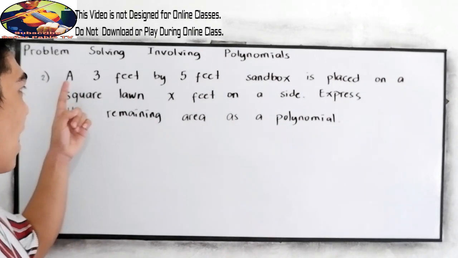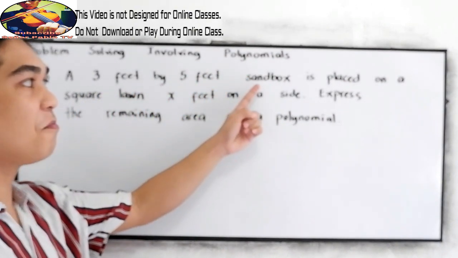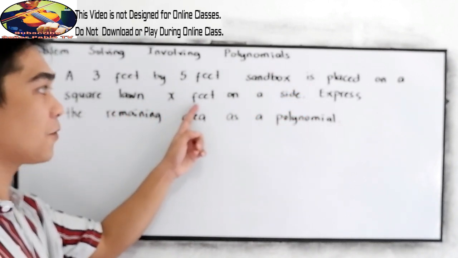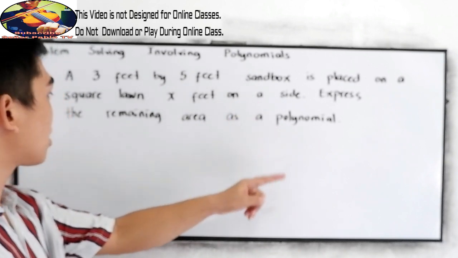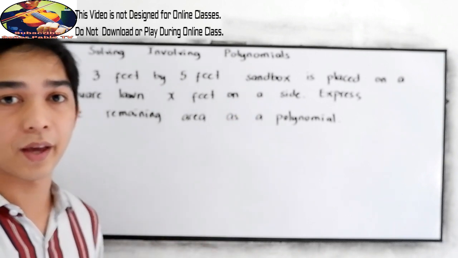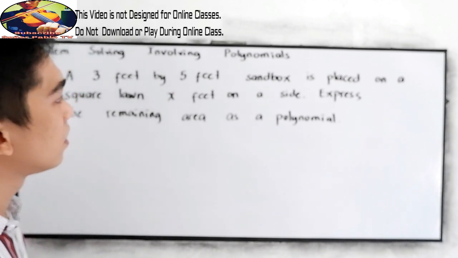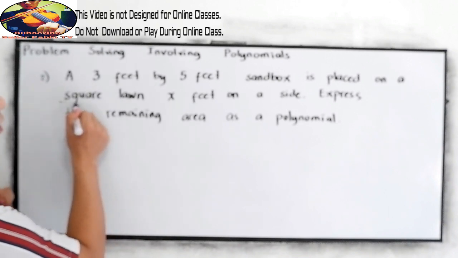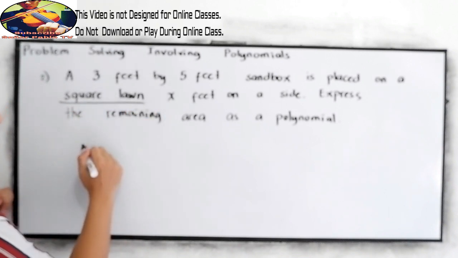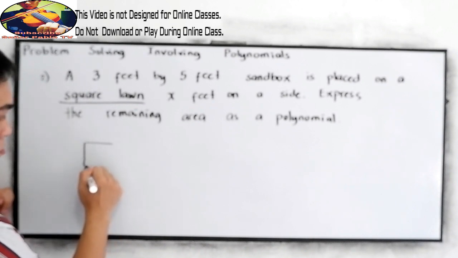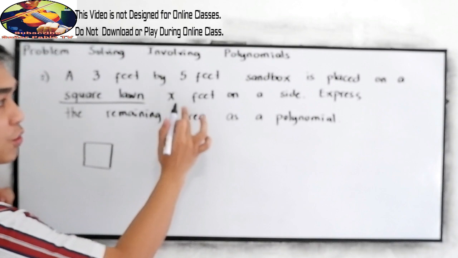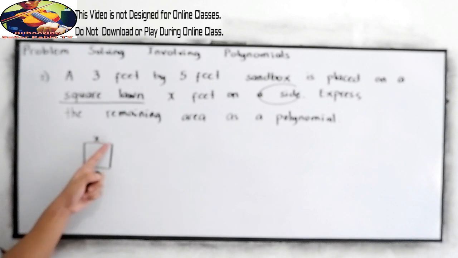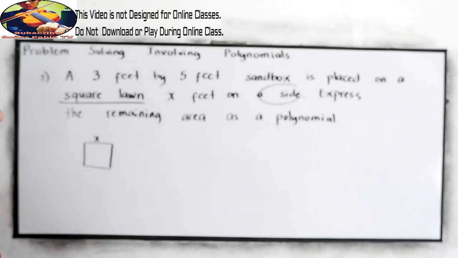Now let us proceed to example number 2. A 3 feet by 5 feet sandbox is placed on a square lawn x feet on a side. Express the remaining area as a polynomial. Analyzing our question, we have a square lawn, so a square lawn, which is the measure of each side is x.